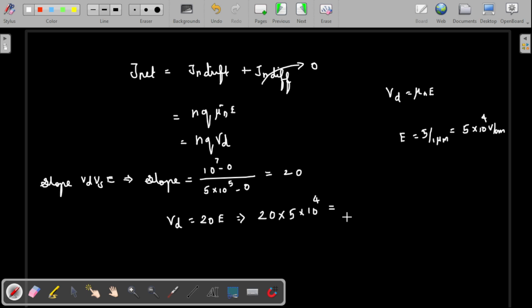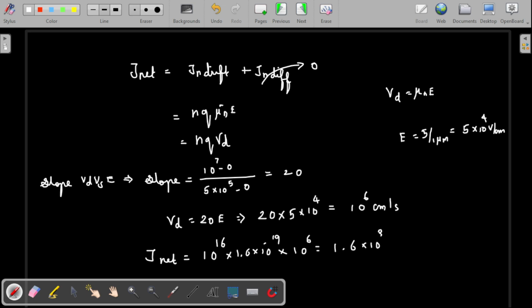Once we solve this, 20 into 5 is 100, so that will be 10 power 6. So 10 power 6 is the value here, in centimeter per second. Let's substitute this here. J net will be equal to N, which in the question itself is given, that is 10 power 16, into 1.6 into 10 power minus 19 into 10 power 6. If we solve this, 22 minus 19 will be 10 power 3. So 1.6 into 10 power 3 A per centimeter square. This is the answer that we will be getting.